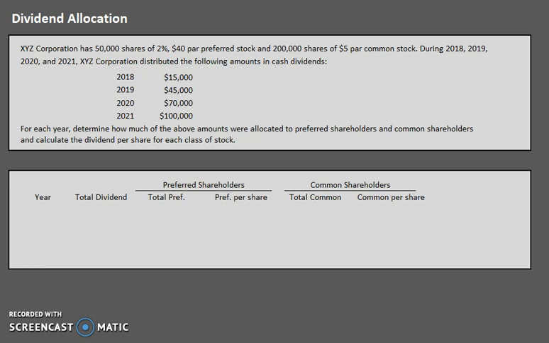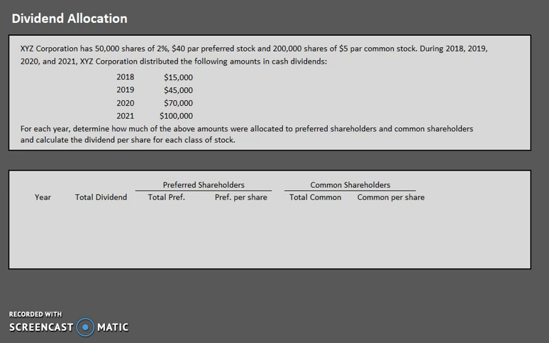Now what the problem wants us to do is, for each year, determine how much of the above amounts were allocated to preferred shareholders and common shareholders, and calculate the dividend per share for each class of stock. So essentially we need to take a look at those amounts for each year, that 15,000, 45,000, 70,000, and 100,000, and find out how much of that went to preferred and how much of that went to common.